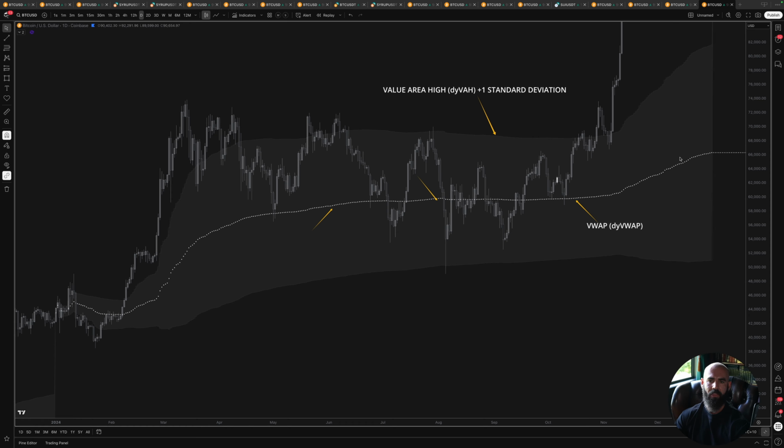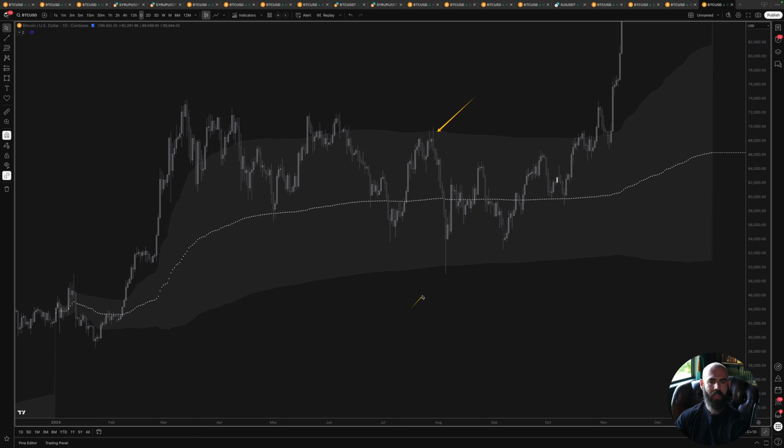That means that from this dotted line to the very, very top is one standard deviation above the VWAP mean price, okay? Now, at the very, very bottom, we have what's known as the value area low, the developing yearly value area low. That is one standard deviation away again from VWAP at any point of time while this is developing.